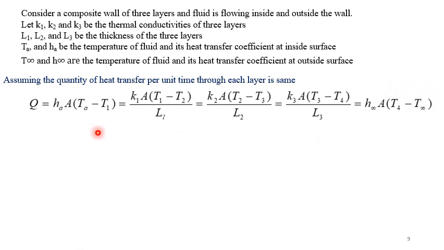So Q is equal to hA into (TA minus T1), which is equal to K1 into A (T1 minus T2) divided by L1, which is equal to K2 into A (T2 minus T3) divided by L2, which is equal to K3 into A (T3 minus T4) divided by L3, which is equal to h infinity into A into (T4 minus T infinity).